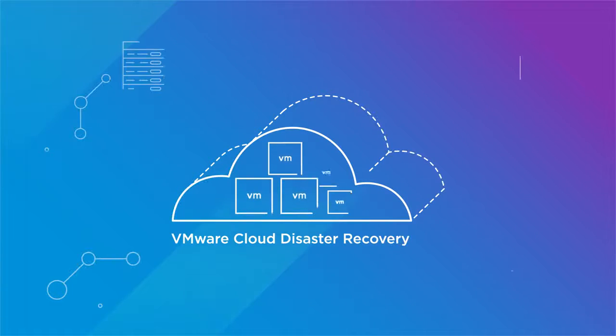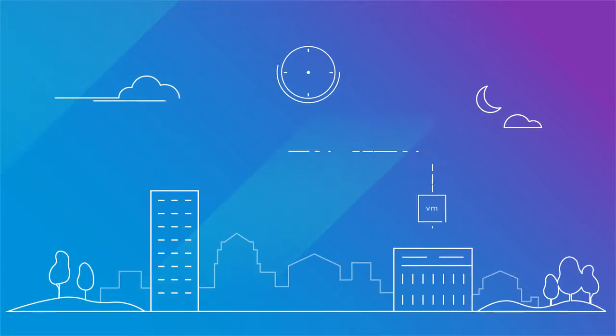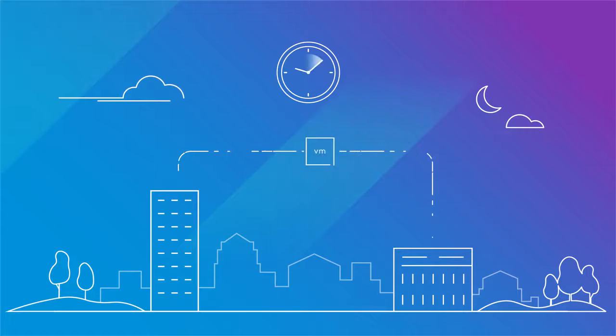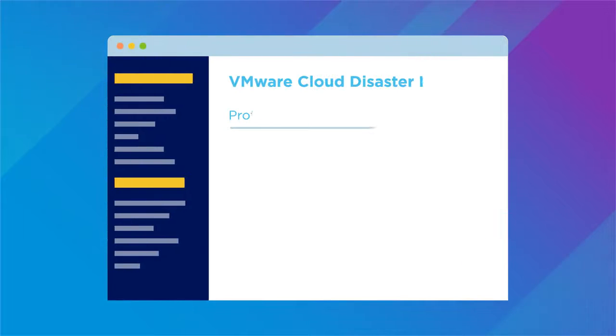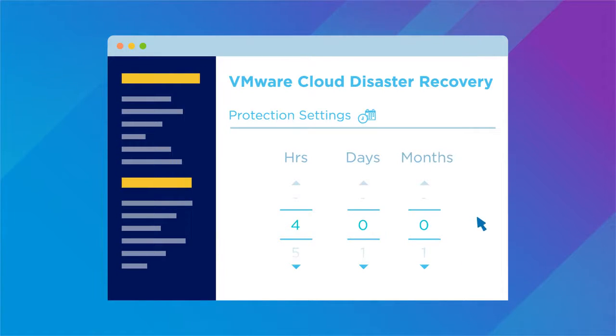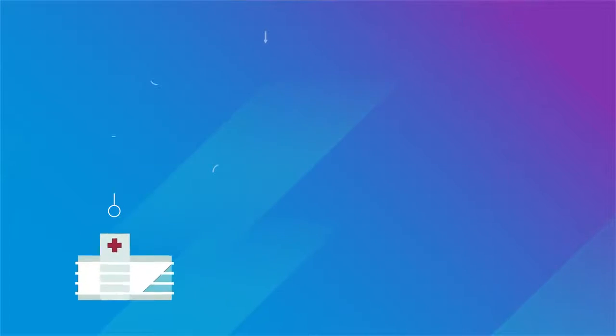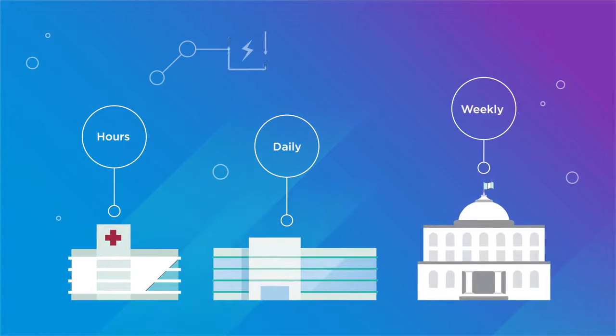VMware Cloud Disaster Recovery keeps VMs in their native format, eliminating brittle VM conversions that slow down recovery and make failback a nightmare. So how does it work? Through a simple UI, users set protection policies and DR runbooks, and replicas can be created every few hours, multiple times per day, whatever frequency makes sense for your business.